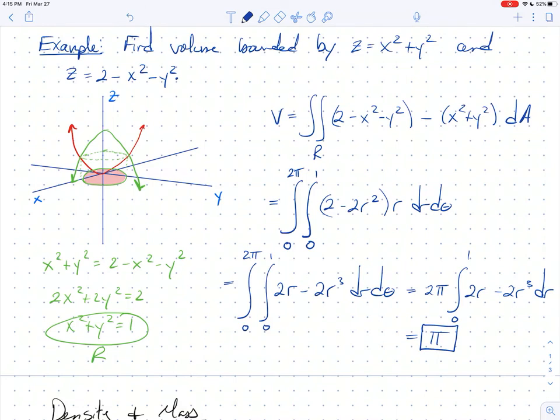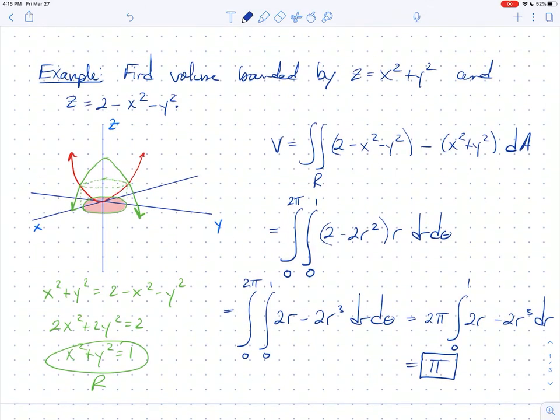The key formula that you want to be aware of is that you set it up as the double integral of the top surface minus the bottom surface, and you set up your double integral over the appropriate region, the region that the solid lies over.